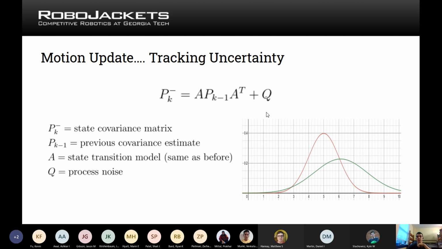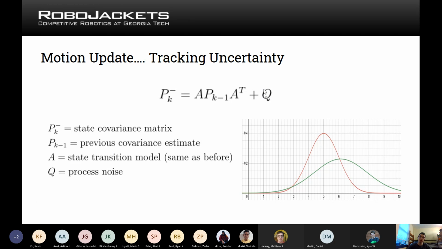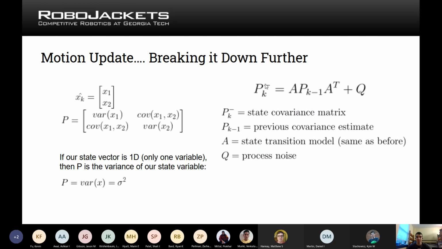And then you'll see this extra term here, which is process noise. This term is really important. This is one of the terms you're usually going to tune in a Kalman filter, because A is defined by your system. You don't exactly tune it. Whatever your system is, it'll have a particular A matrix, or state transition model. But the Q is something you tune to try to improve your filter.